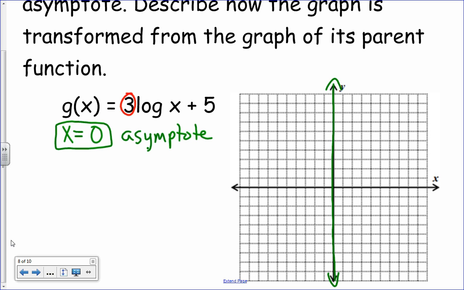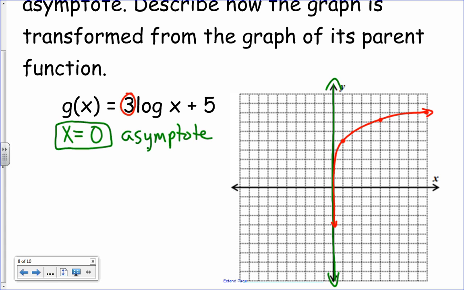And we can plot some points. We got a point at 1, 5. And we have a point at 10, 8. I'll go in between them there somewhere. There's a point at 5 and 7.1. Right in there somewhere. If you look at the actual picture, you can see it moving down through here.